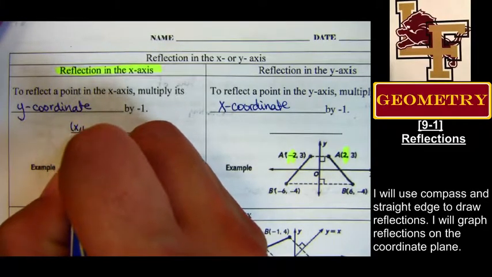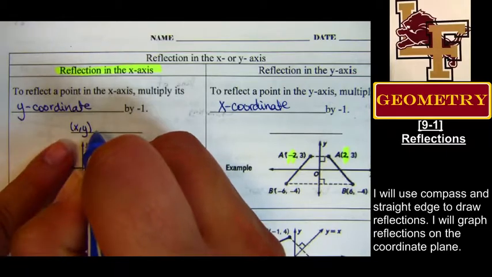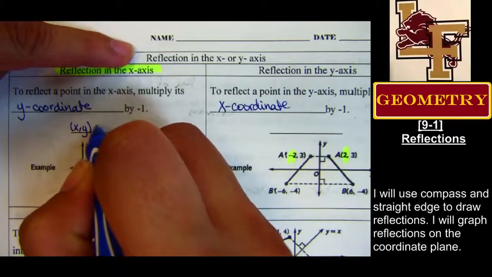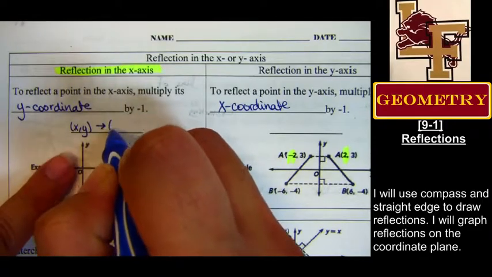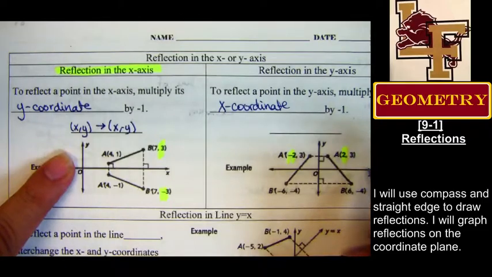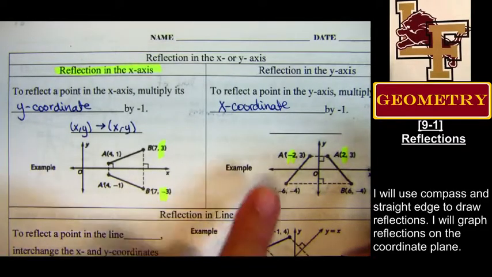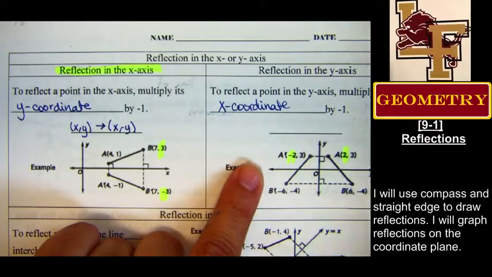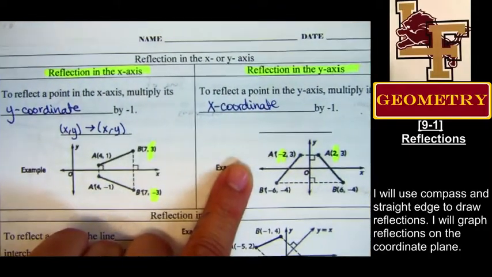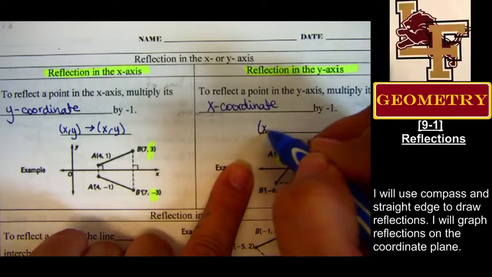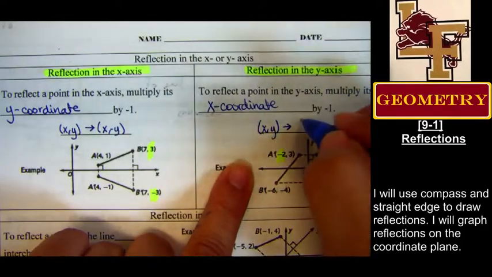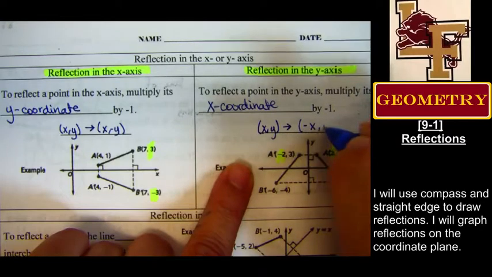Let me draw you the map. So if we have some coordinate x, y, I'm reflecting it in the x-axis. You're going to change the coordinates by changing the sign of the y-coordinate. If you're reflecting in the y-axis, our map says take our coordinate point. It's right over there. And we're going to change the sign of the x.